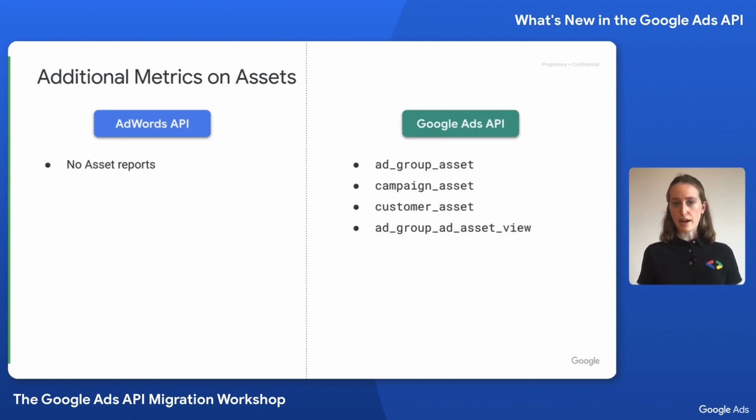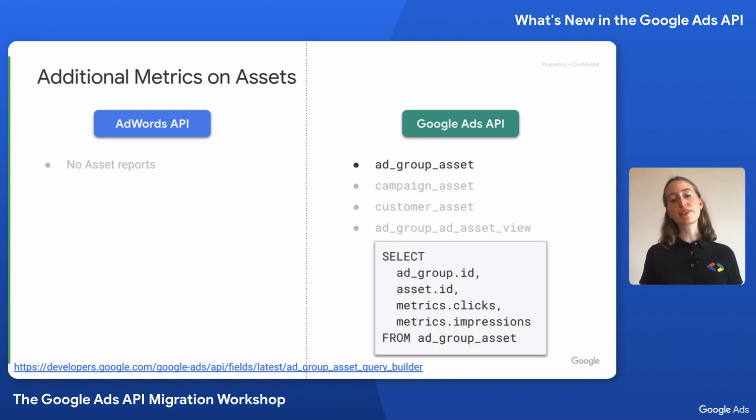In the AdWords API, there was no reporting on assets at all, so no way to measure performance at the asset level. In the Google Ads API, we make asset metrics available through a few different resources: Ad Group Asset, Campaign Asset, and Customer Asset, and the app ad specific resource I mentioned on the previous slide. With these resources, you can query for asset metrics at each respective level. For example, with the Ad Group Asset resource, we can segment by ad group ID to get the number of clicks and impressions for each ad group asset combination.